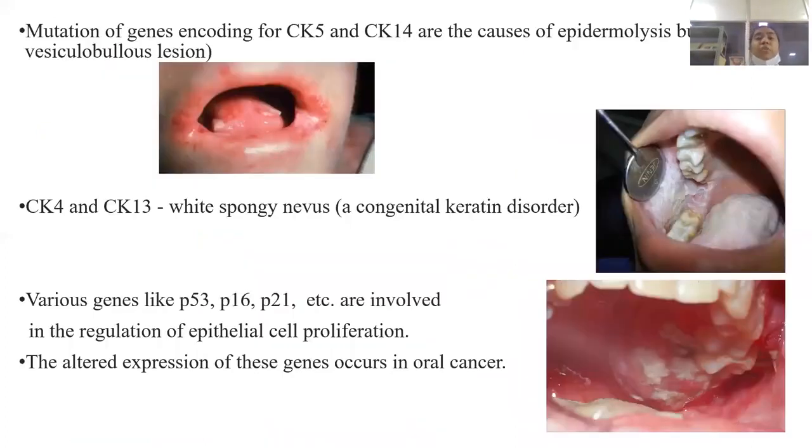Mutation of genes encoding CK5 and CK14 are the causes of epidermolysis bullosa or vesiculobullous lesions. Then CK4 and CK13, white sponge nevus, a congenital keratin disorder. Various genes like P53, P16, P21, etc. are involved in the regulation of epithelial cell proliferation. The altered expression of these genes occurs in oral cancer.